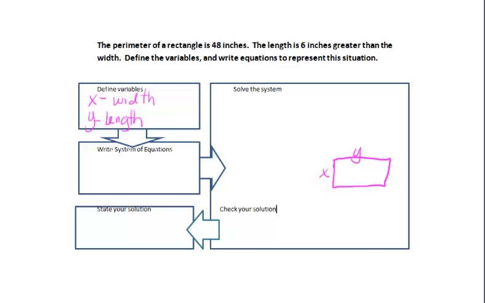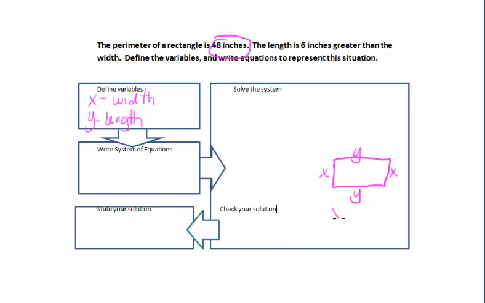Okay? Now we have to write some equations. We're going to look at the information they gave us. First of all, the perimeter is 48 inches. Can you write an equation from that? If the length is Y up on this side, in a rectangle it's Y down there by definition, and both of these sides have to be X, right? So the perimeter is X plus Y plus X plus Y.